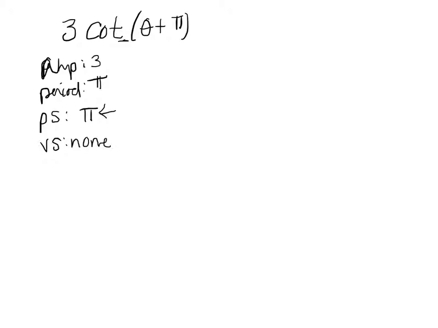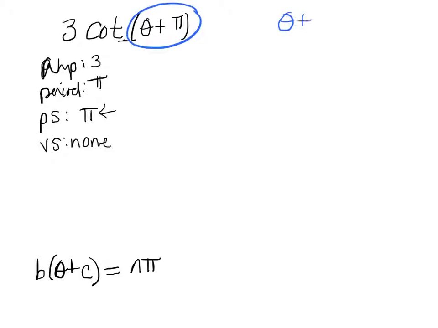Okay, now here's the deal with cotangent. When you have cotangent, what you're going to do is you're going to take that b times theta plus c, and you're going to set that equal to, now this time it's pretty simple, just n pi. Okay, so if I'm doing my work here, I'm going to take all of this, so theta plus pi, I'm going to set it equal to n pi. And so now what I do is I take away pi from both sides so I can solve for theta. So theta equals n pi minus pi. And so that's going to be where my asymptotes are.